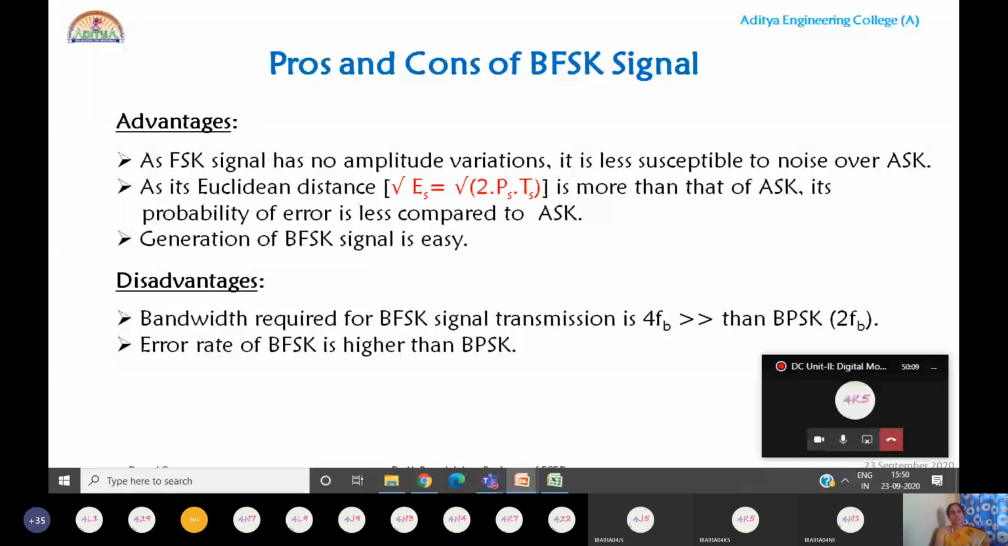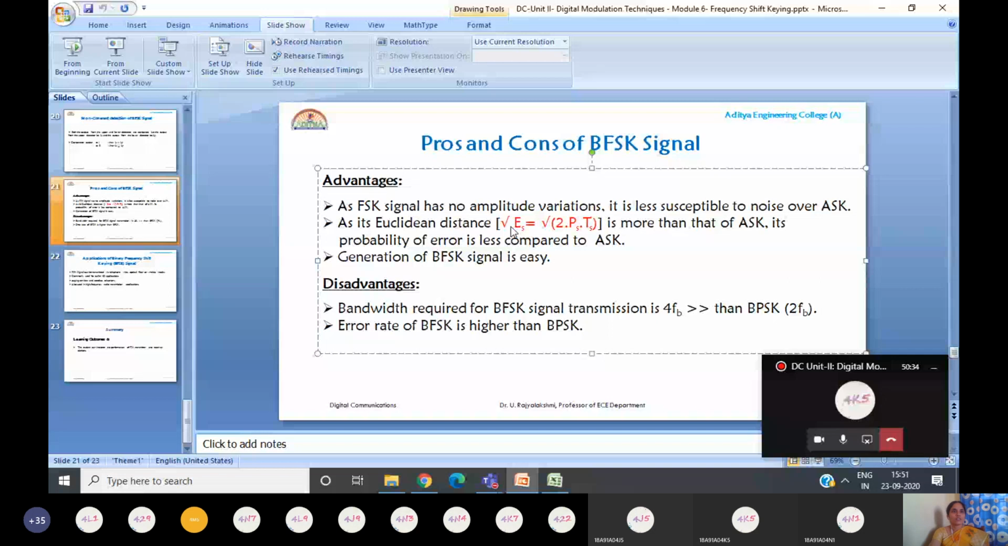And what is the second advantage? The Euclidean distance of FSK. What is the Euclidean distance of FSK? It is root 2 times Ps times Ts, or you can say root 2 Es. It is root 2 Es actually.